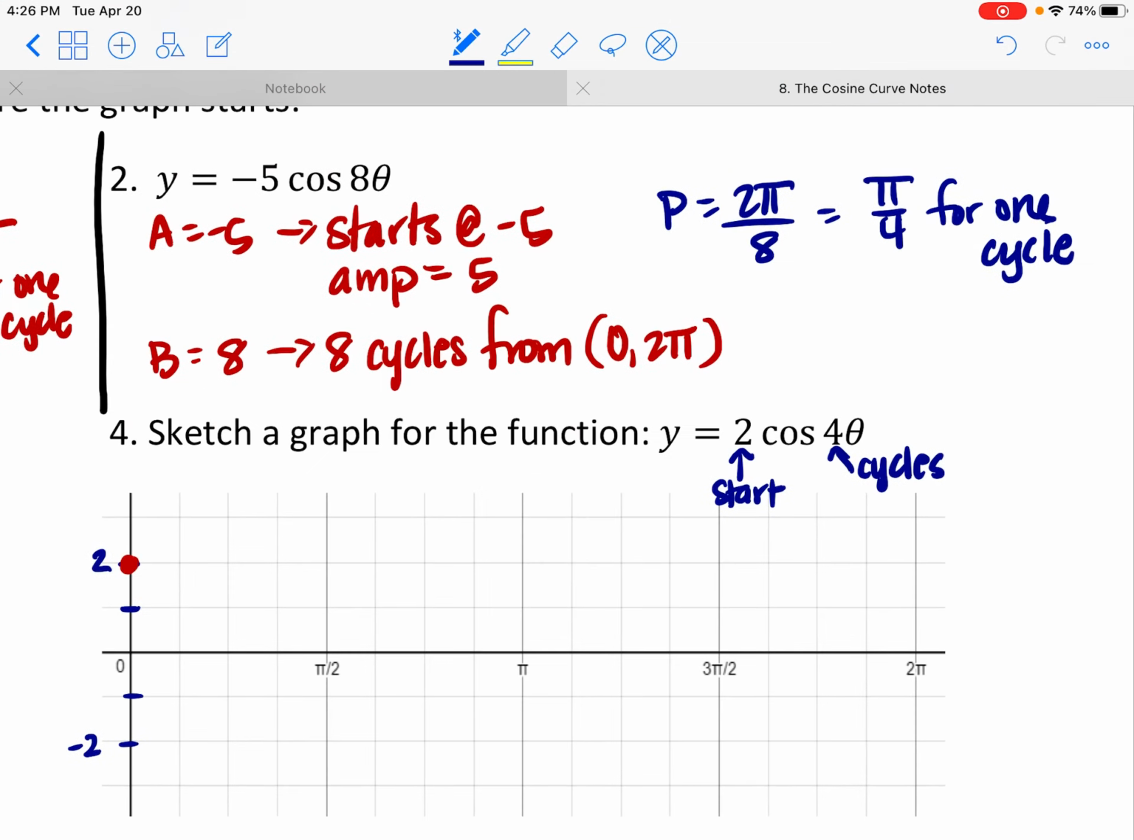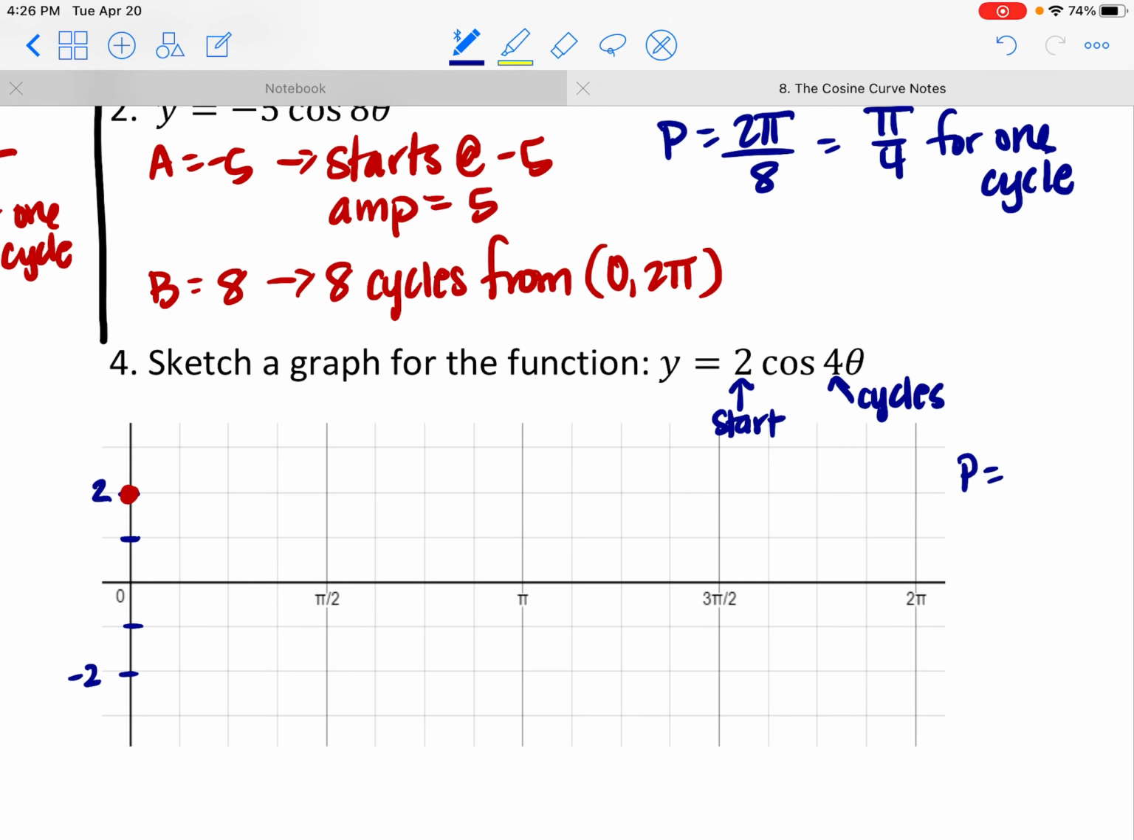So I'm going to go ahead and calculate the period. So the period is 2 pi divided by 4, which means I have pi over 2 radians to finish one cycle. So I have to finish one in this block, and then I have to finish a second one, and then a third one, and then a fourth one. So I got to fit 4 cycles in there. That means each one is going to have to be completed in that pi over 2 radians.